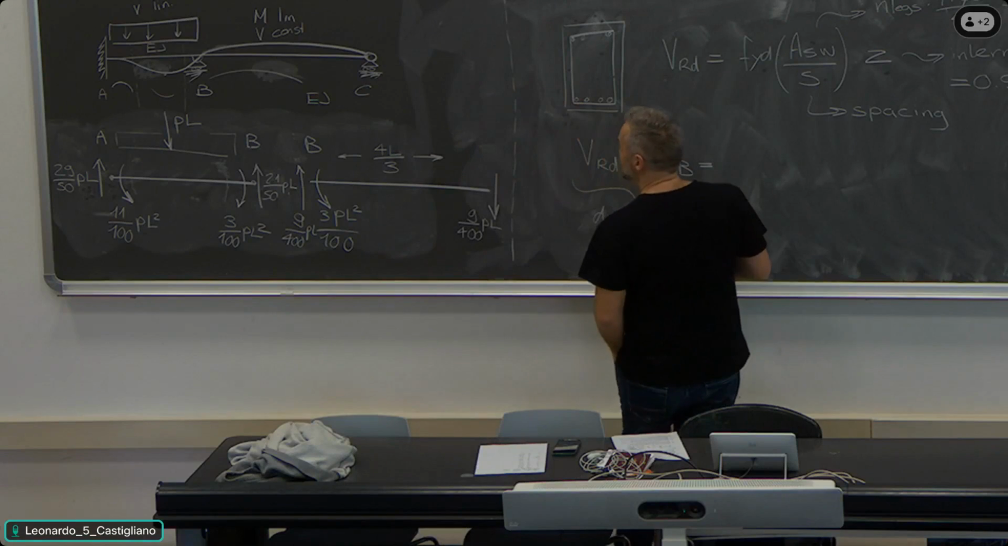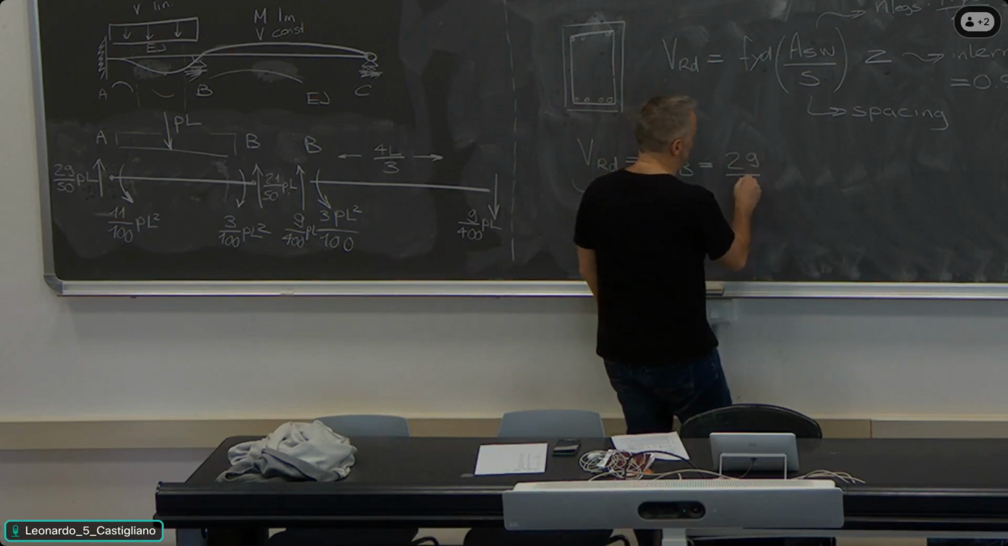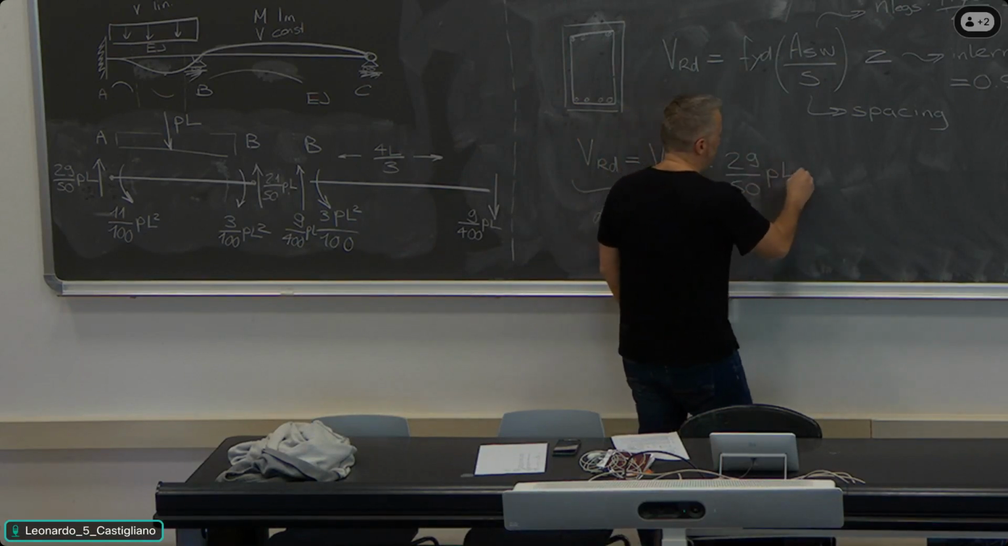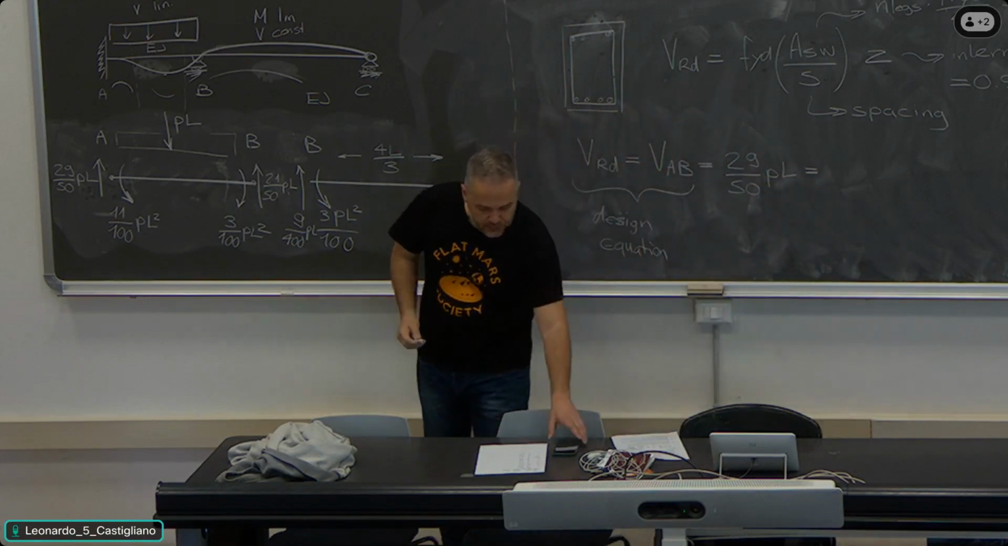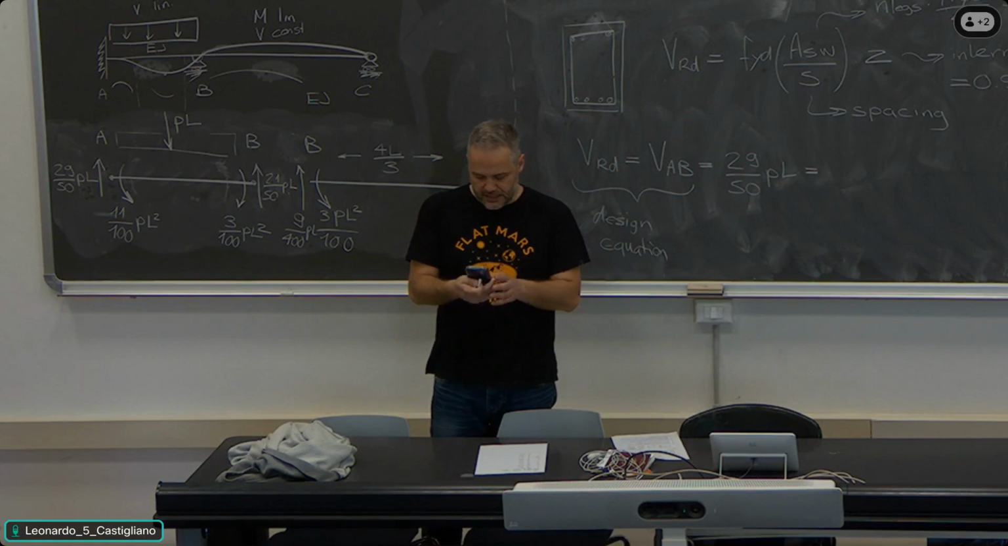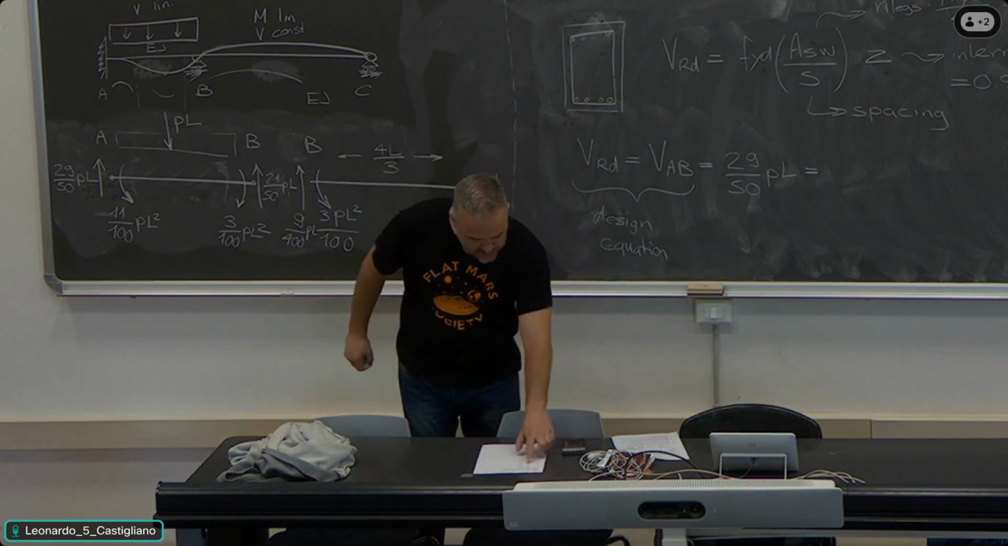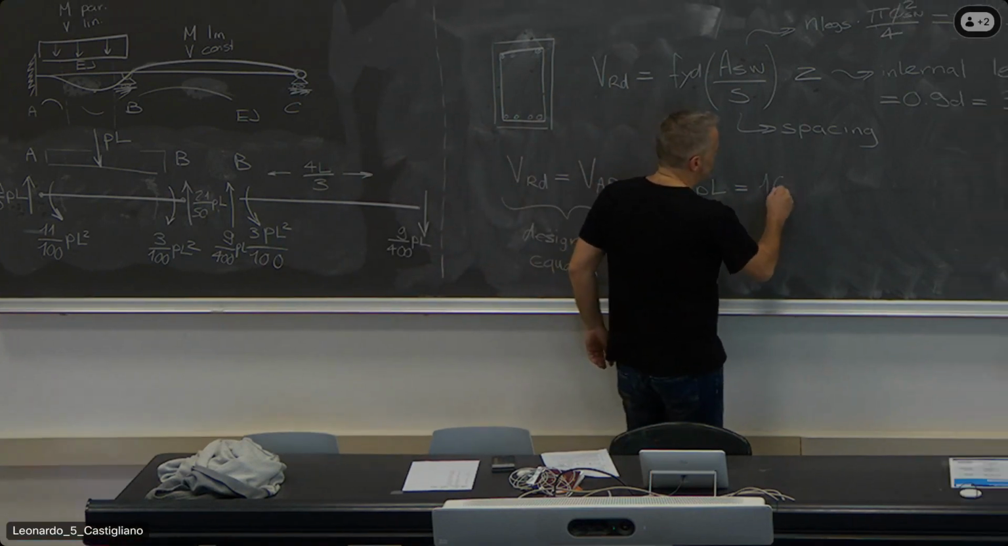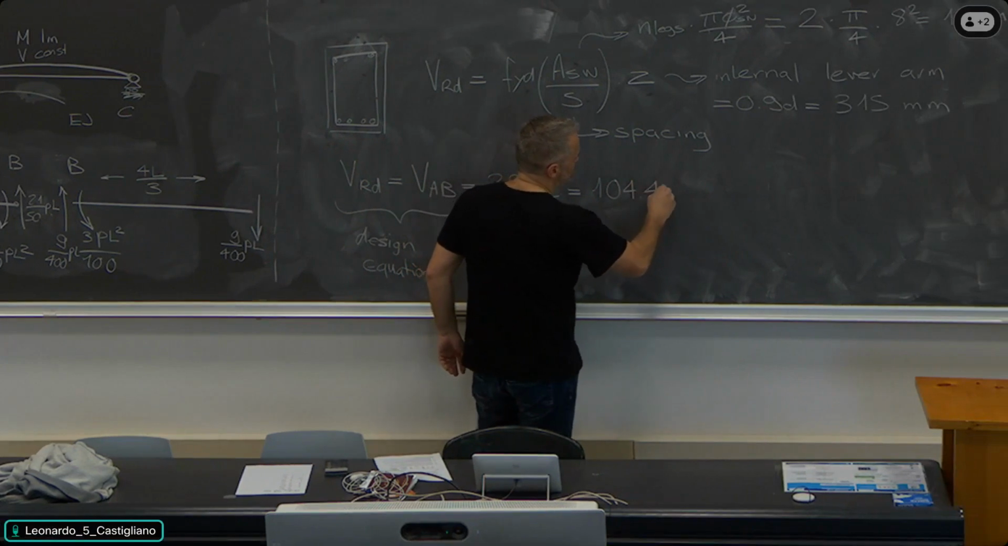What is VAB? 29 over 50 PL. Let's do the calculation just to check. I have the numbers here, but it's good to check every now and then. Times 30 times 6. 104.4, yes, that's it. 104.4 kilonewtons.